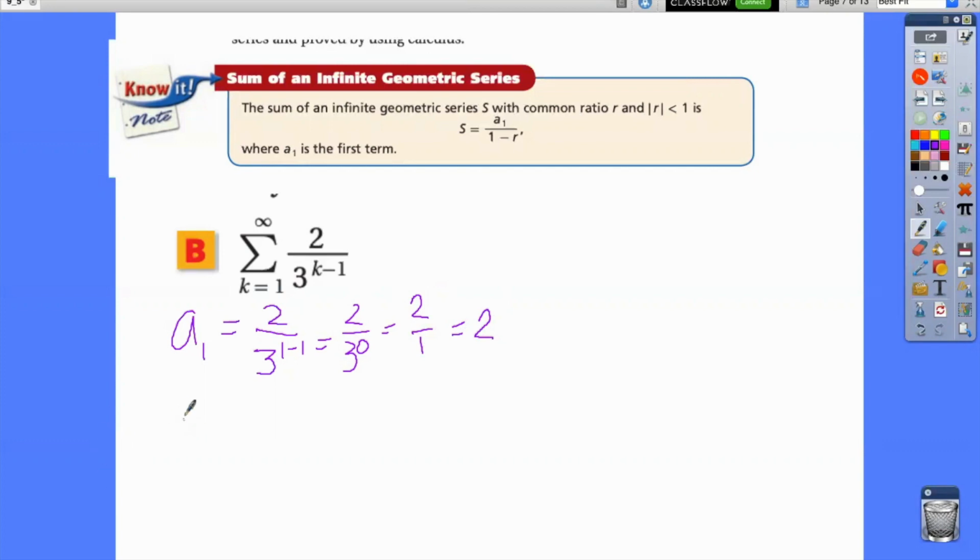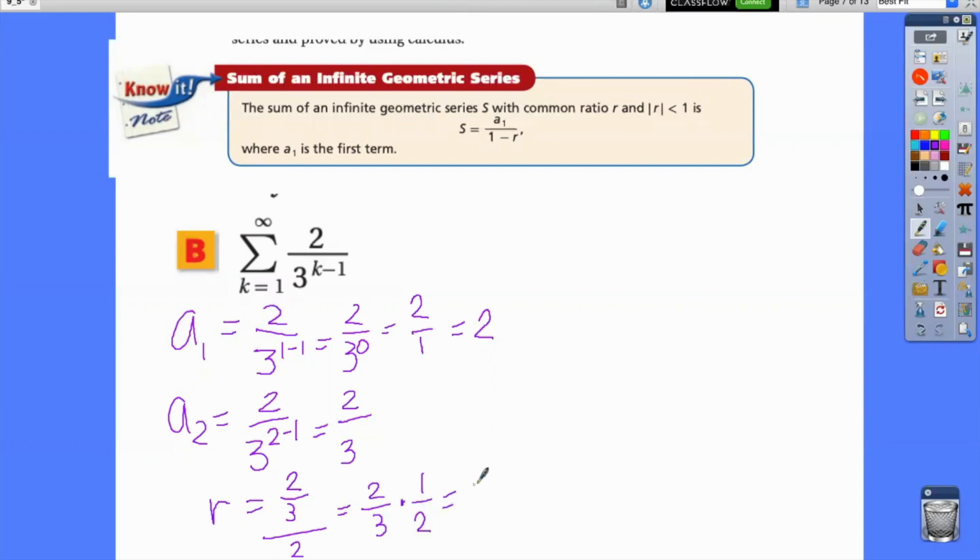If so, let's find another term to help us identify the ratio. Now let's plug in 2 for k. So I'll go 2 minus 1 here, or 2 over 3, which would be the second term. To identify the ratio, we divide 2/3 by 2. So we take the numerator and multiply it by the reciprocal of the denominator, thus giving us a ratio of 1/3. We now have the information we need, the first term and the ratio.